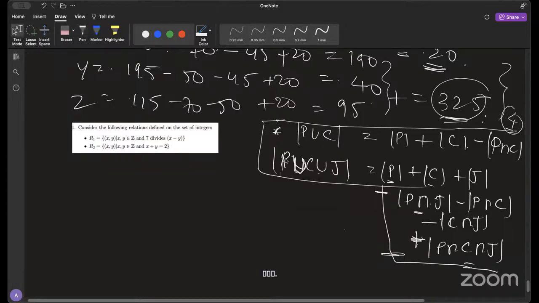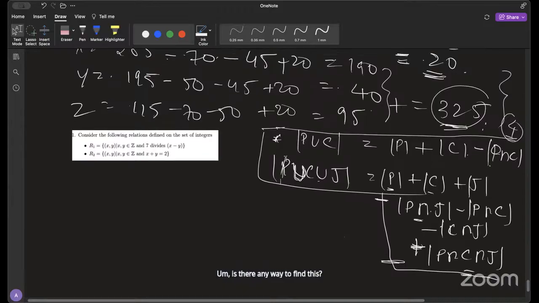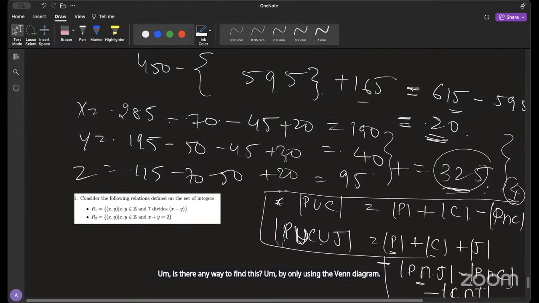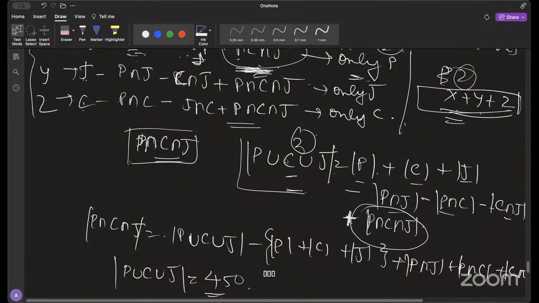Okay, ma'am. Is there any way to find this by only using the Venn diagram? Only using the Venn diagram.